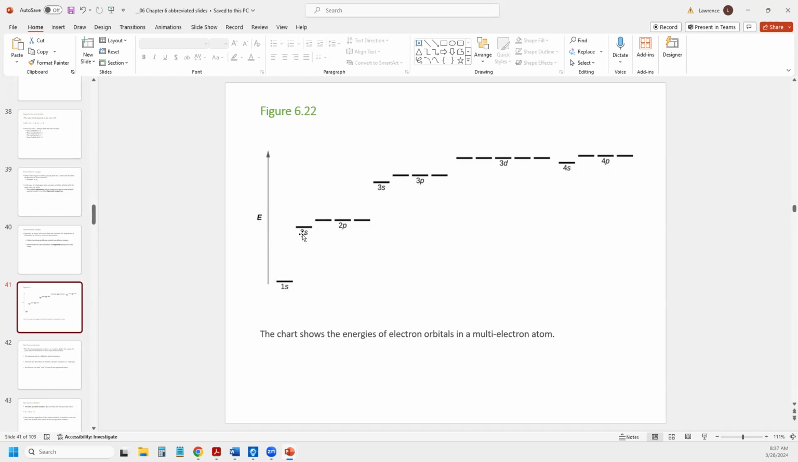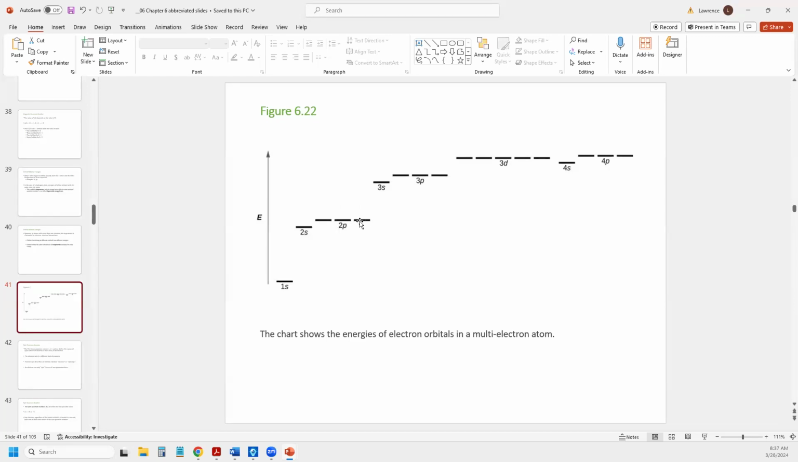So each of these energy levels represents an orbital. This would be my 1s orbital. n is equal to 1, l is equal to 0. This is my 2s orbital. n is equal to 2, l is equal to 0. These are my 2p orbitals. n is equal to 2, l is equal to 1.